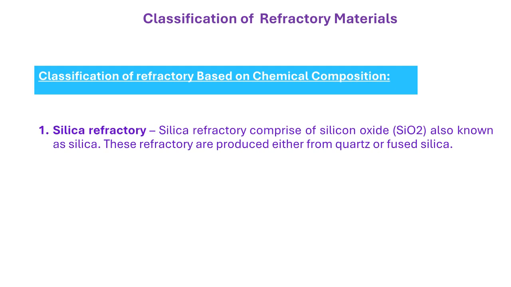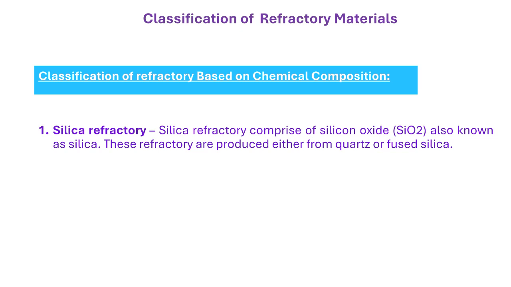These are made up of silicon oxide, also known as silica. They can be produced in 2 ways, from naturally occurring quartz minerals or from synthetic fused silica created at very high temperatures. Silica refractories have some unique properties. One of the most interesting is that they actually become stronger as the temperature rises, up to about 1650 degrees Celsius. This is often described as brick above brick strength.